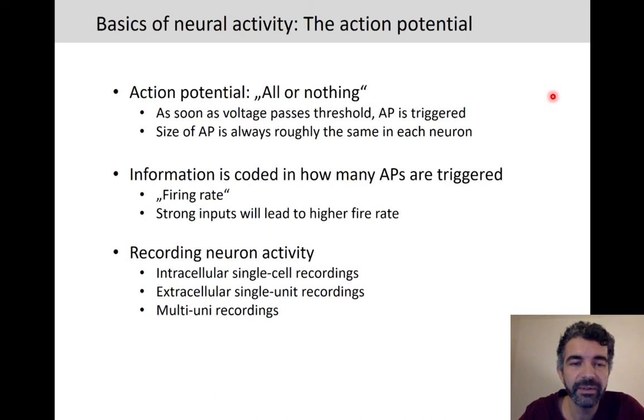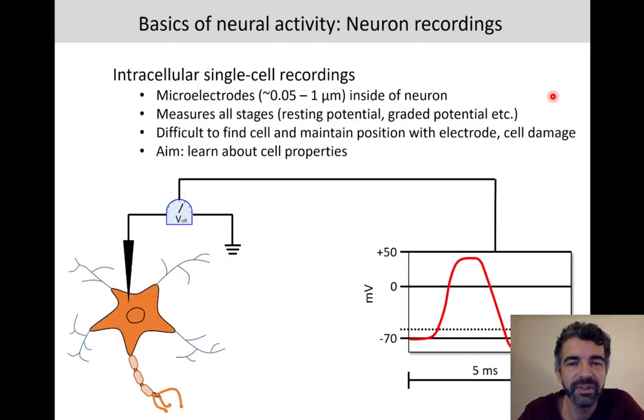When you want to record neuron activity, there's three major ways to do that. There's intracellular single-cell recordings, there's extracellular single-unit recordings, and there's multi-unit recordings. Let's talk about these in a bit more detail.